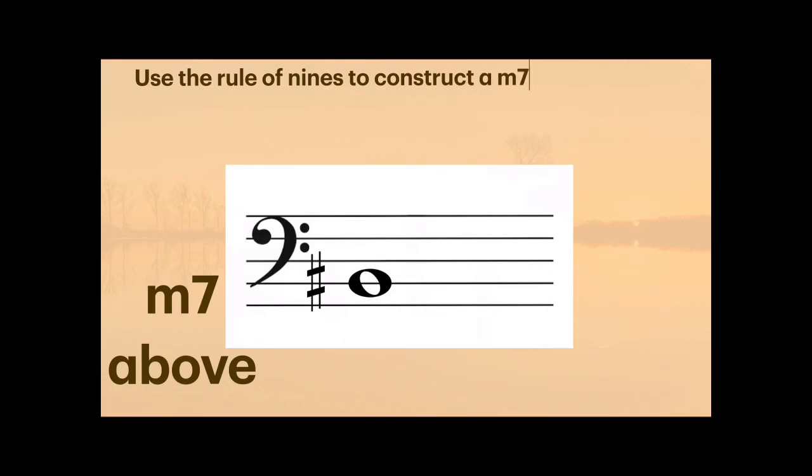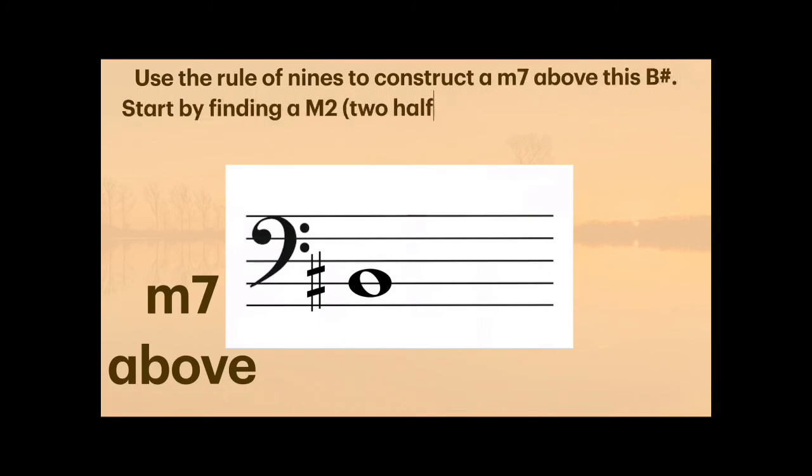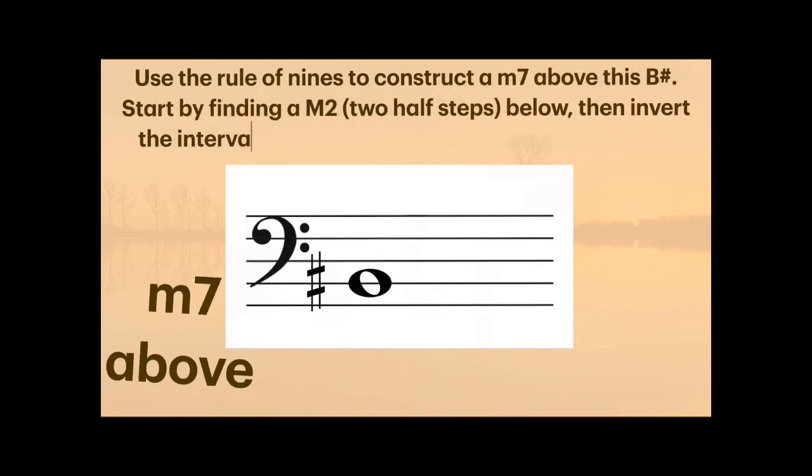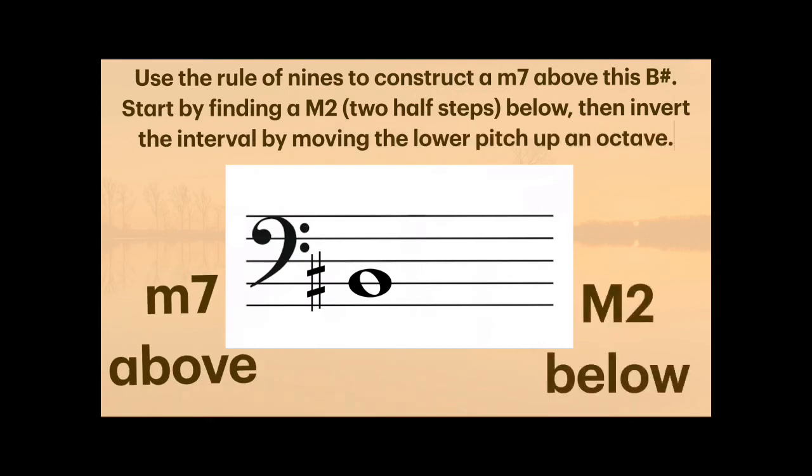Use the rule of nines to construct a minor seventh above this B sharp. Start by finding a major second, which is 2 half steps below. Then invert the interval by moving the lower pitch up an octave. Find a B sharp on your keyboard. It looks a lot like a C.